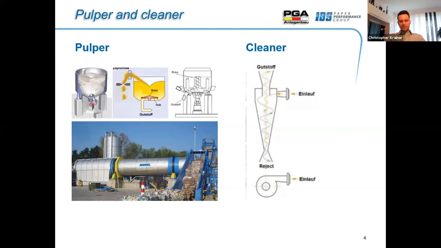The next step is cleaning by means of a cleaner. The stock suspension enters the cleaner here on this part and is set into a rotation action. The heavy particles, such as glass, screws, stones, are thrown outwards and separated here at the bottom. The good stock fibers are separated upwards in this direction.